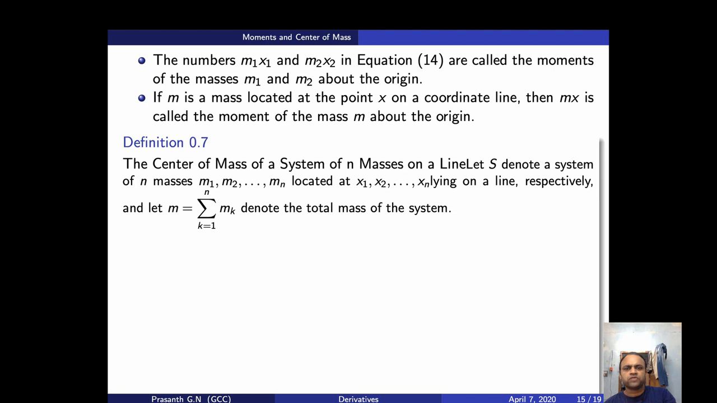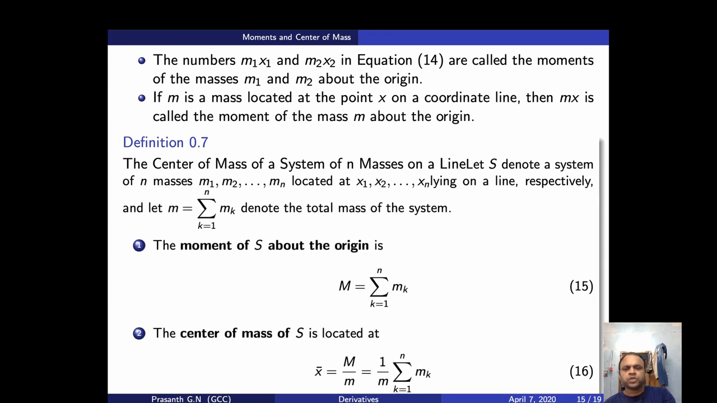The center of mass of a system of n masses on a line: denote a system S of n masses m1, m2, etc., mn located at x1, x2, etc., xn lying on a line. Let m equal sigma k equal to 1 to n of mk denote the total mass of the system. Then the moment of S about the origin is M equal to sigma k equal to 1 to n of mk xk. The center of mass of S is located at x bar equal to M by m, that is 1 by m times sigma k equal to 1 to n of mk xk.